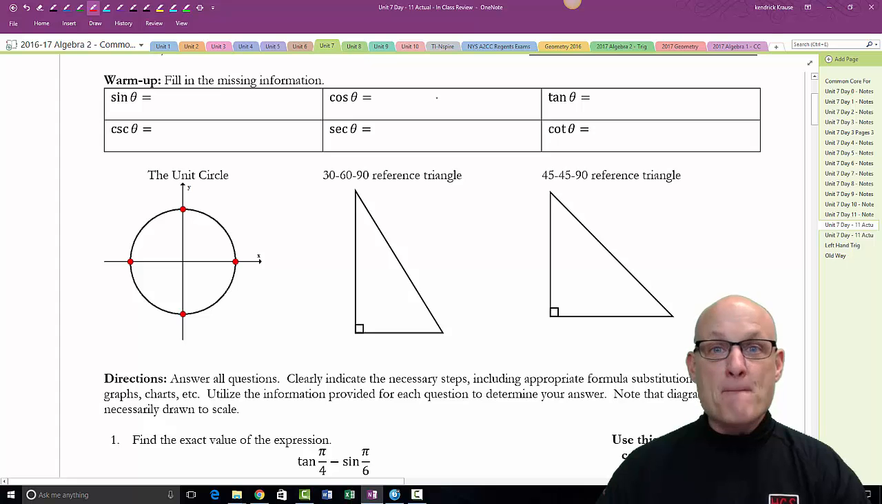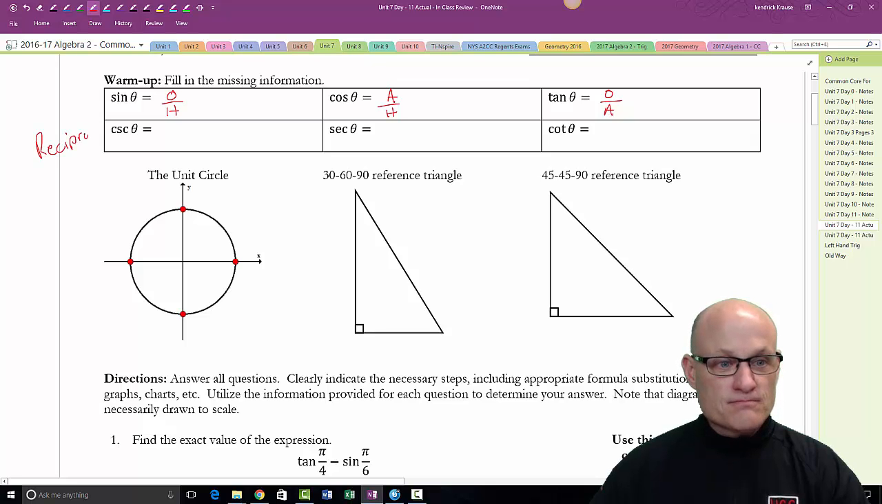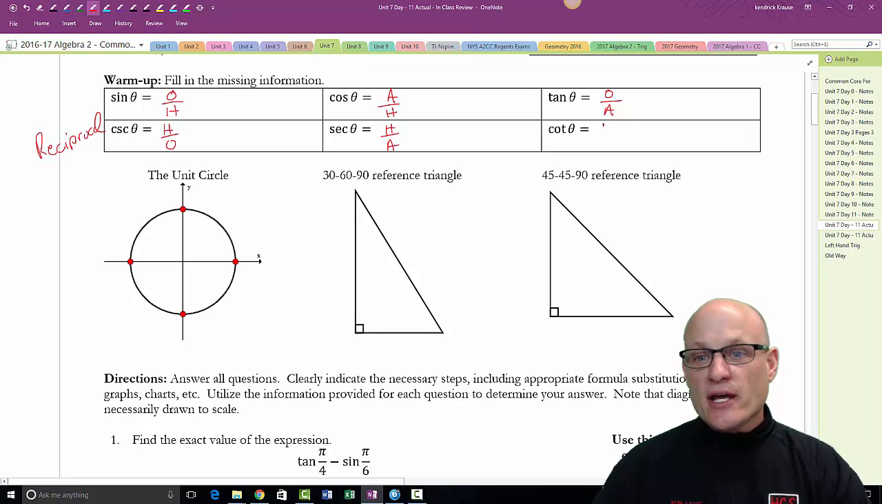All right, we've done these a million gazillion times. By now, this should be old hat. Some old horse caught another horse taking oats away. And then these are the co- or reciprocal functions. H over O, H over A, and A over O.